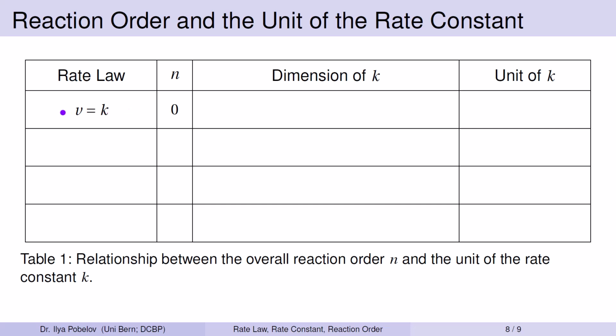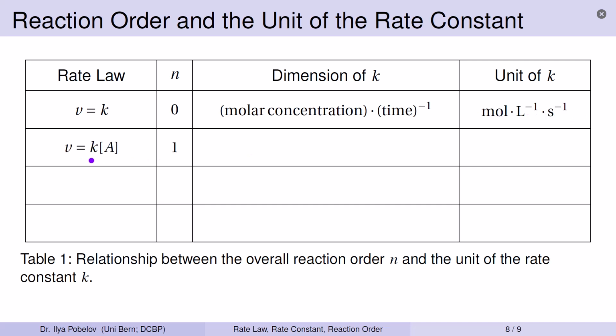The rate law for a zeroth order reaction is given as rate equals k. The rate constant has the same dimension and unit as the reaction rate: concentration per time, and moles per liter per second. In a first-order reaction, the rate is proportional to the concentration of a single reactant. The rate law can be expressed as k times the reactant concentration. Consequently, the rate constant k has the dimension of reciprocal time and the unit of inverse second.